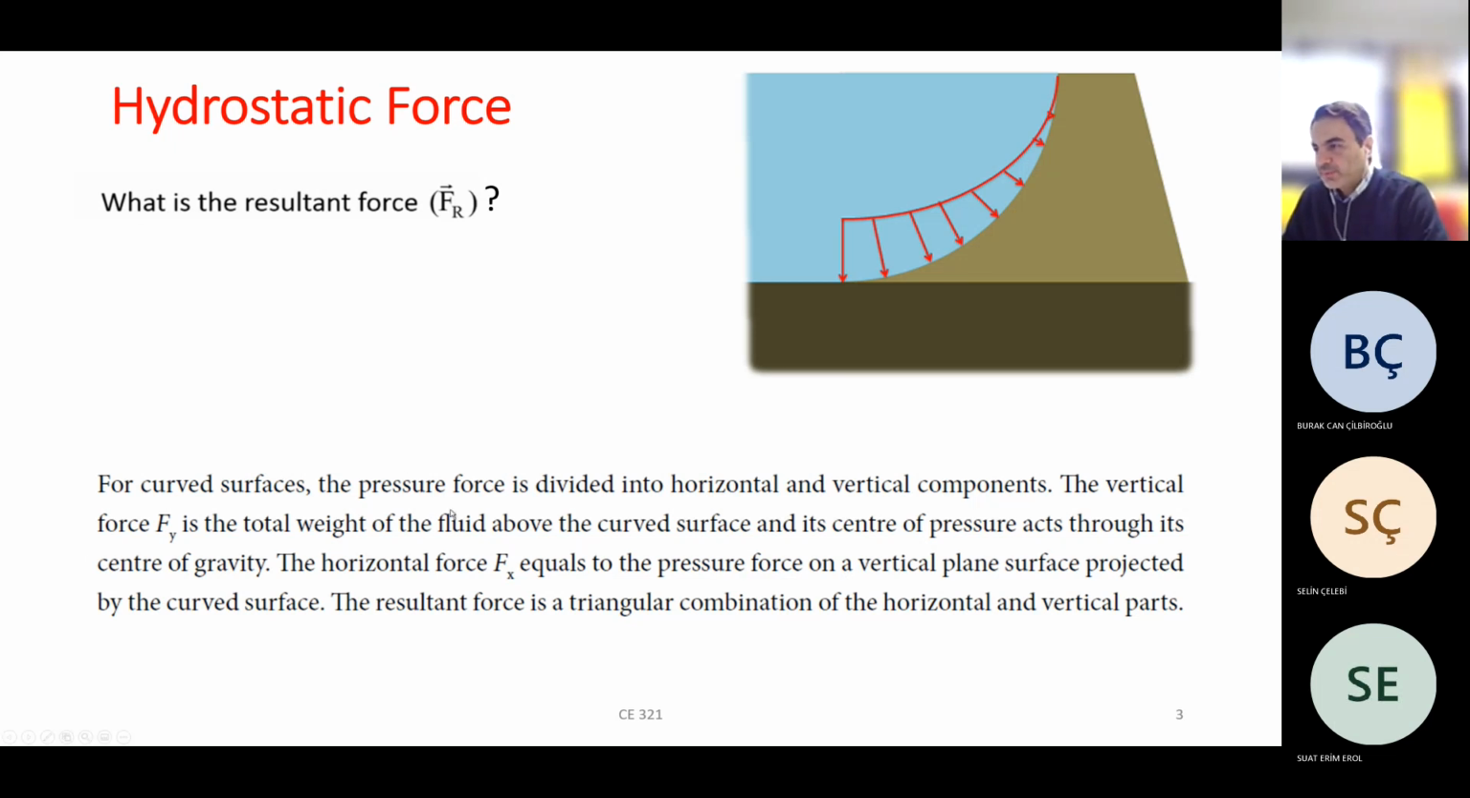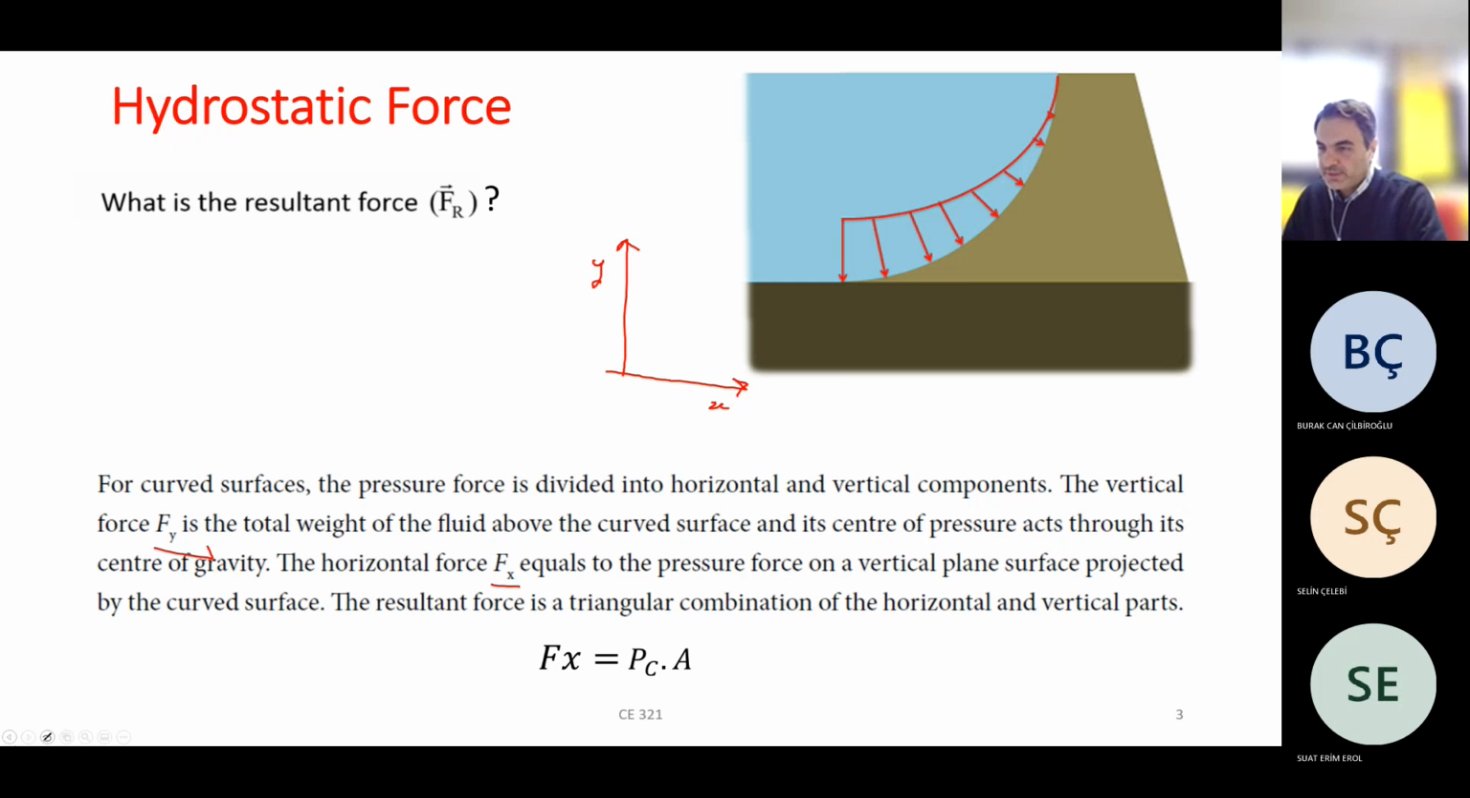For a curved surface, the pressure force is divided into horizontal and vertical components. What is the vertical force? The force that acts in the y direction. We will always assume, for example, that this is our x direction, and this is our y direction. Therefore, we will have the vertical force Fy, or sometimes I show it as Fv, F sub v, and the horizontal force Fx.